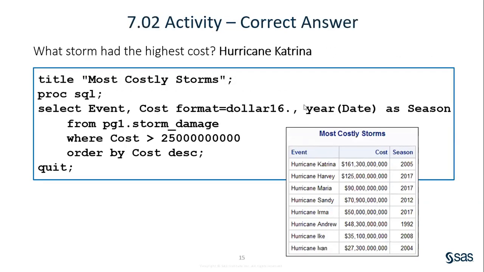So this is what it's telling. You have formatted with a maximum width of $16 for your cost, and you can write this and get this report. So the highest one which cost the damage, the name of the hurricane or the event, was Hurricane Katrina.